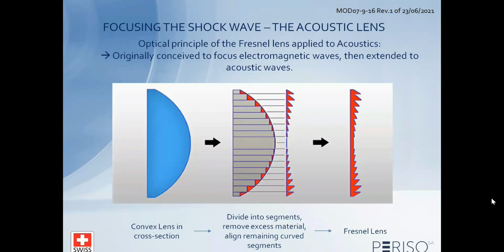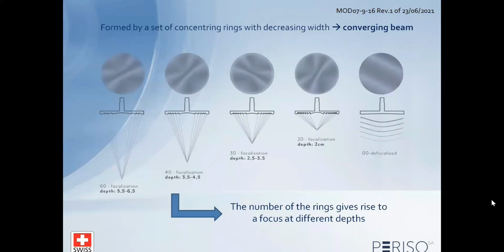The shockwave of CTU S-Wave is focused using the optical principle of the Fresnel lens, applied perfectly. So there is this kind of lens put on the handpiece. The lens derives from a convex lens in cross-section that is divided into segments, and then the remaining segments are aligned and give the Fresnel lens that focuses shockwaves inside the tissue. Here you can see the types of lenses.